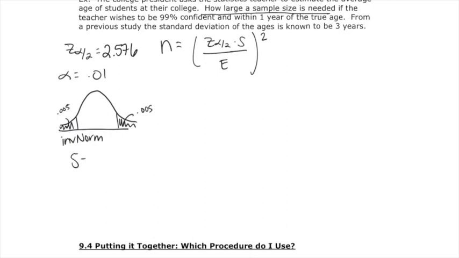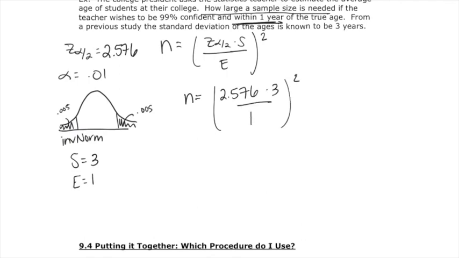We know that the sample standard deviation is 3. And our margin of error, we want to be within 1 year, so E is 1. So our sample size needed is equal to 2.576 times 3 divided by 1, being squared. Make sure you evaluate inside the parentheses and then square it. When you evaluate that, you should get 59.721, and since we're always going to round up, our sample size needs to be 60.